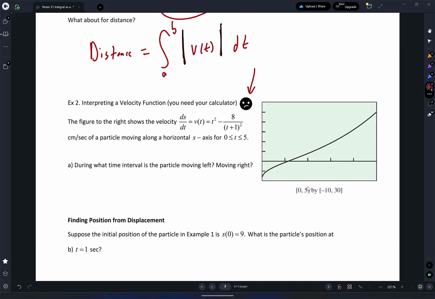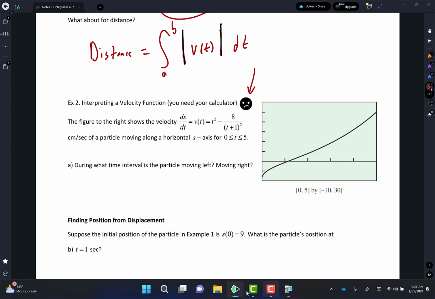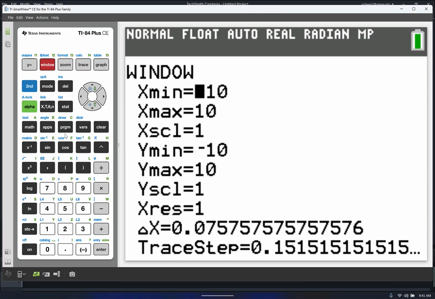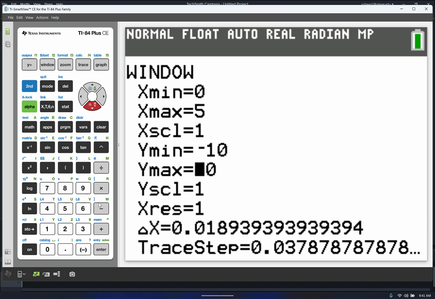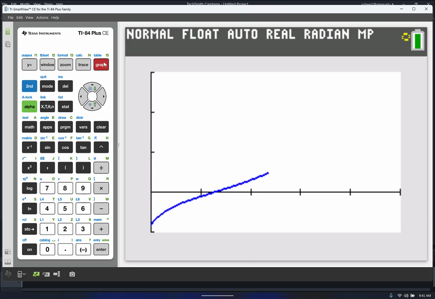Now look at the right-hand side. It tells you how the window should look. So here it is. I'm going to go 0 to 5 and negative 10 to 30. So that's exactly what I'm going to make my window. Window, 0 to 5, and I'm going to go by 1. And then negative 10 to 30. And I can see that there's only so many hash marks, and I think they probably did it by 10. So Y scale 10, and I'll push graph. It should look exactly like that little window there. Maybe not exactly, but it should look like this. Cool or not cool? Cool.